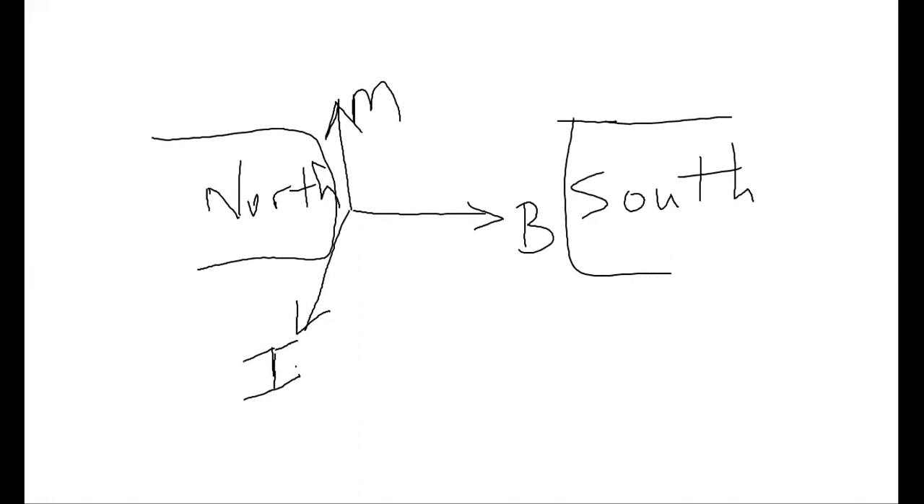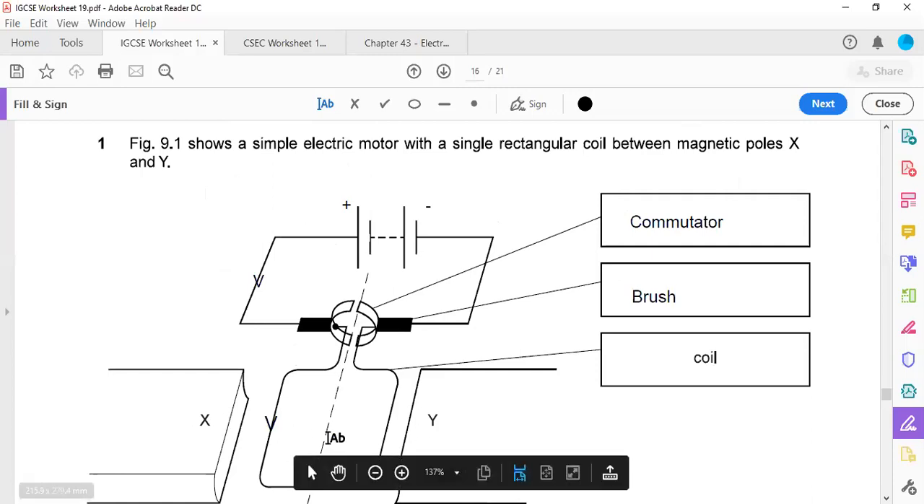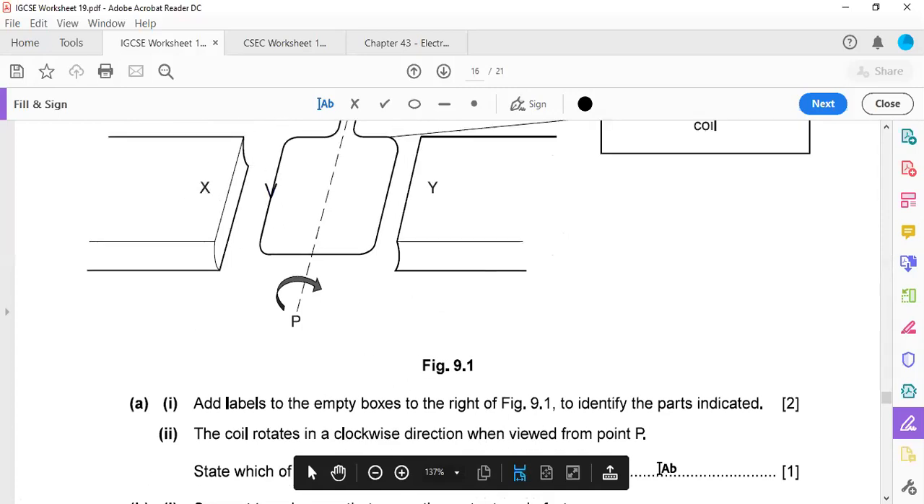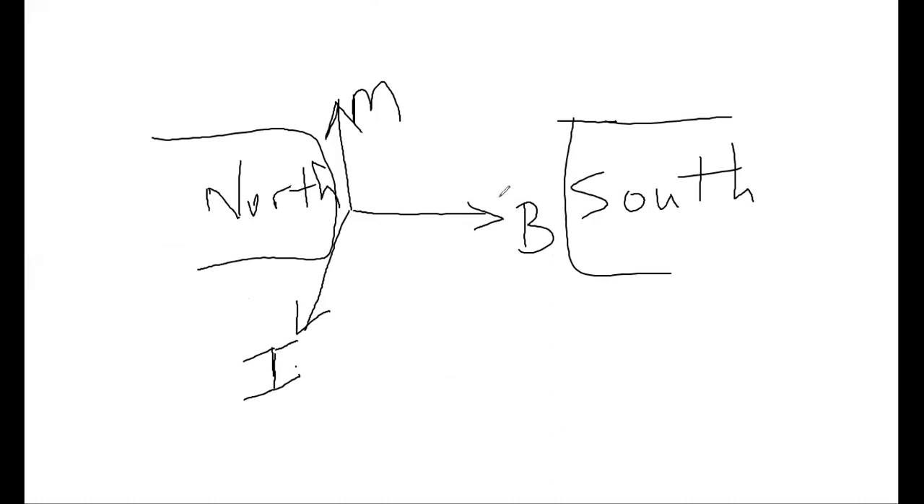So if we go back to this here, you have this direction coming in here. Between X and Y, your magnetic field is going to be in this direction. They're asking the question: state which of the magnetic poles X or Y is the north pole. Your north pole is going to be X here, because the field is pointing from this direction to this direction. Good?